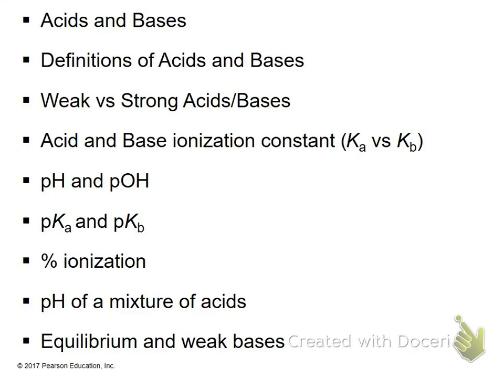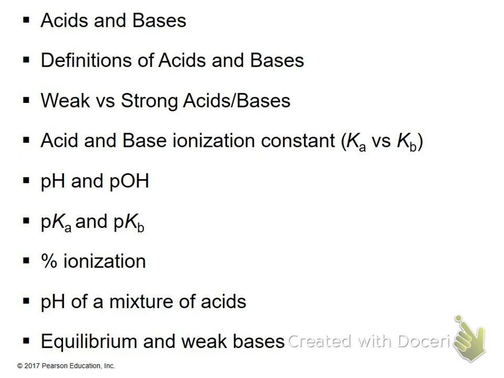All right, so last time we learned about the general properties of acids and bases. We learned that acids have a sour taste and that they turn litmus paper red, whereas bases have a bitter taste and that they turn litmus paper blue. We also learned about the different definitions of acids and bases.